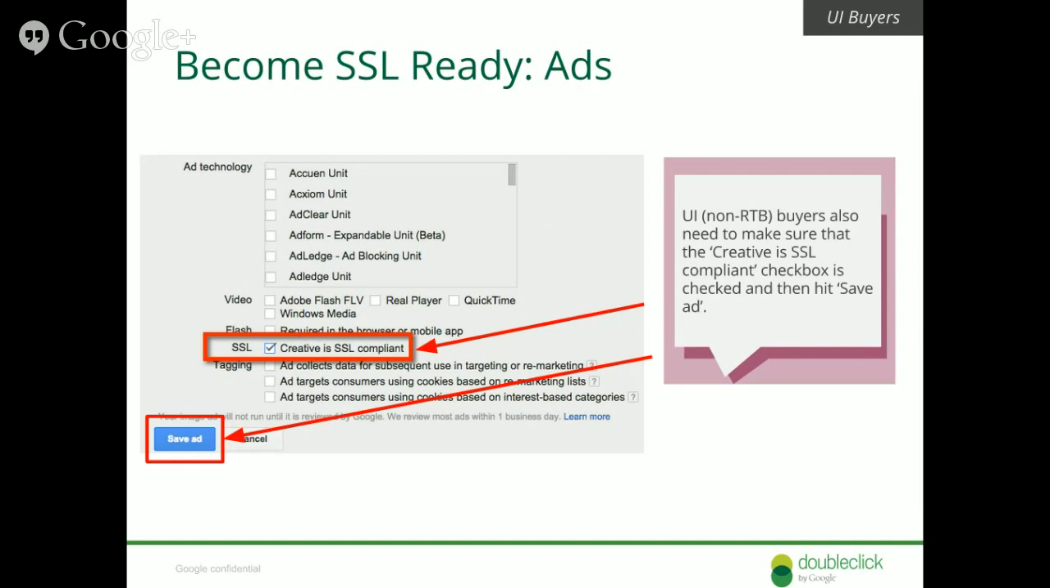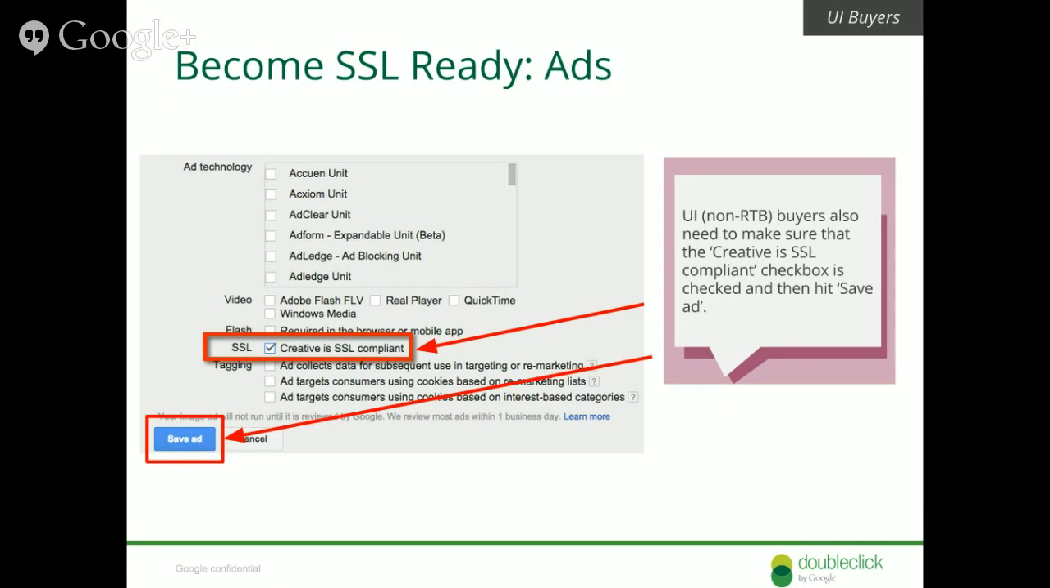That will tell our system that the creative that you have inserted there is SSL compliant and will make it eligible for you to receive bid requests for SSL inventory. Once you've completed both of those steps, make sure to save ad. Otherwise, we will not register those changes. And then once you hit save ad, that will then go through our ad review process.